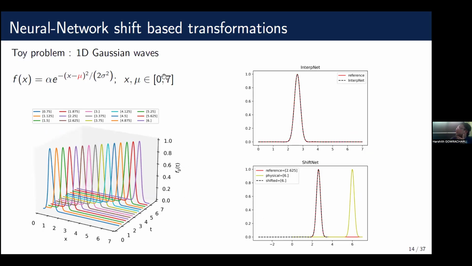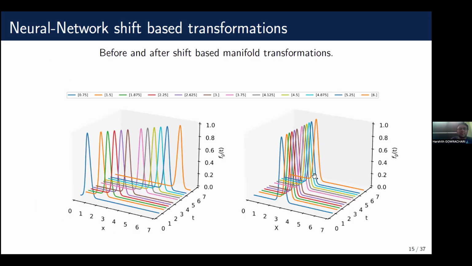Okay, we consider a toy problem for 1D Gaussian waves where we parameterize the mean value. As the mean value increases, you can see the distribution moves, which basically mimics a 1D wave. Here I'm choosing one of the snapshots as a reference configuration, which InterpNet tries to reconstruct. And this is how the ShiftNet operates. For each shifted space, it reconstructs the shifted locations, and you're trying to minimize the distance between the reference and the shifted. That's what is shown in the plot. And this is before and after pre-processing.